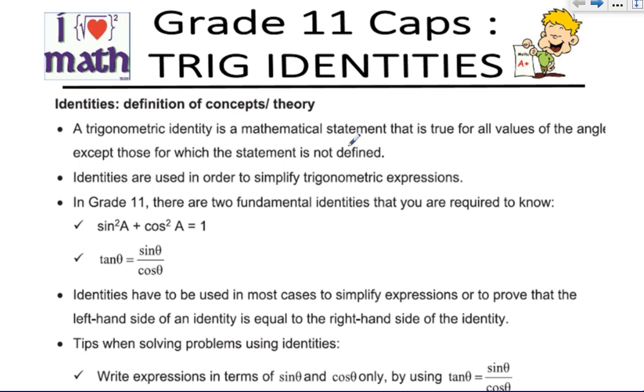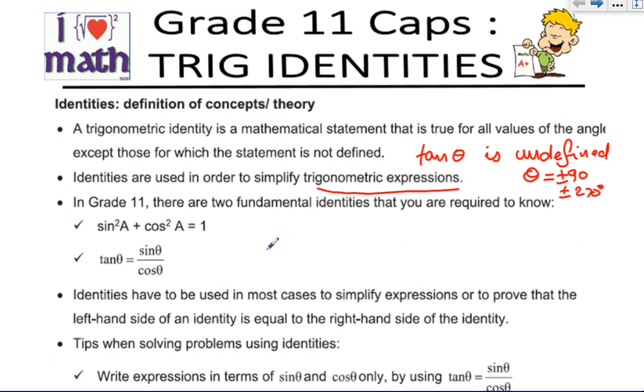Now, a trig identity is a mathematical statement that is always true for all values of angles, with exceptions. So note that tan of theta is undefined for theta equal to plus minus 90 or plus minus 270, and all these values and the multiples of these values. So there are some restrictions in which the identities may not work. Identities are used in order to simplify trigonometric expressions, in other words, proving identities.